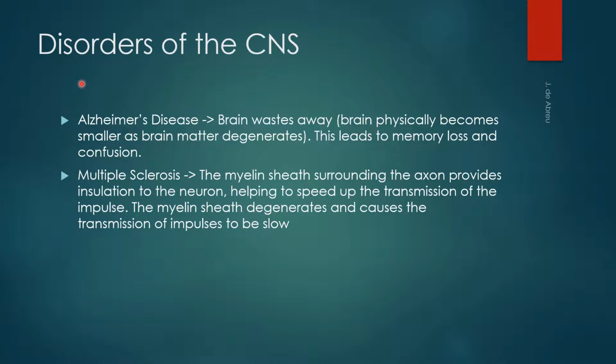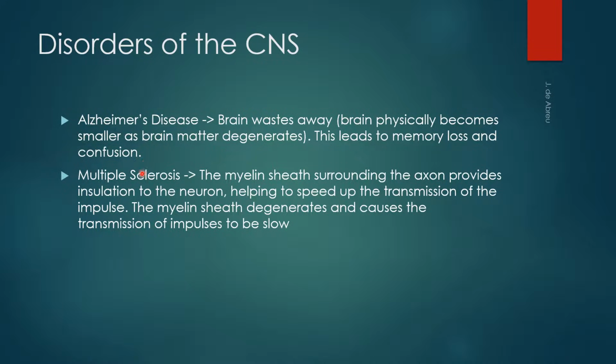So Alzheimer's disease is when your brain wastes away, and this means that your brain is physically becoming smaller because the brain matter is degenerating. So slowly over time, your brain is basically losing some matter, and this is causing harm to the subsections of your brain that control different things, like your cerebrum controls your higher thought processes, like memory and rational thinking, and because it's being wasted away, because it's degenerating, it leads to memory loss and confusion.